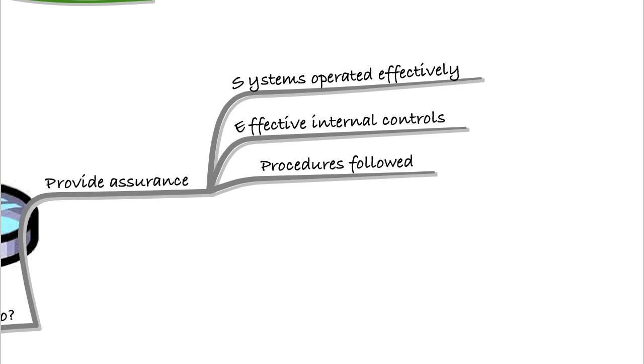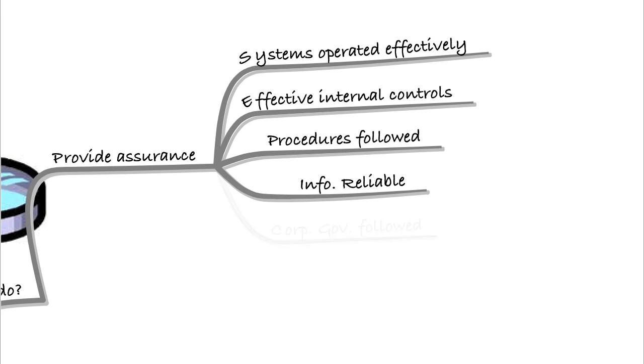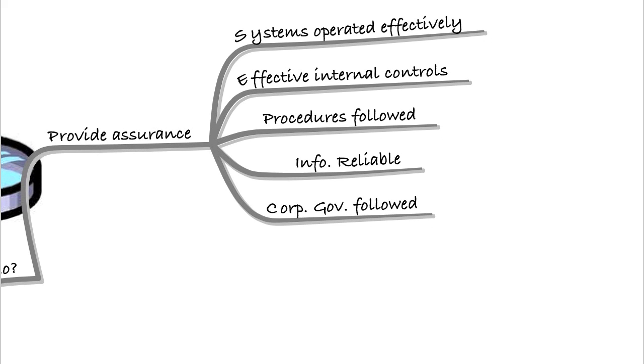So again, they will test that. Ultimately, all of this is to check that information is reliable. So they want to make sure that the information coming out of the system is reliable because the systems operate effectively, the internal controls are in place, and those internal control procedures are followed. They also will check that corporate governance rules are followed and indeed that all required regulations, particularly industry-specific regulations, are complied with. So they may well carry out compliance audits as well.